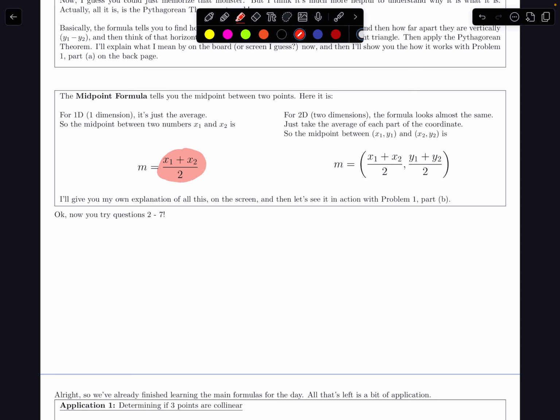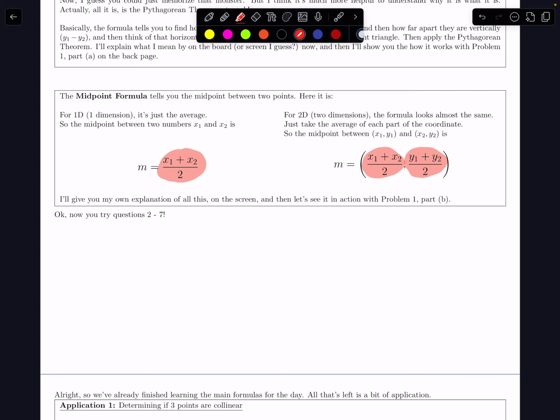Okay, what about for 2 dimensions? Well, it's actually very similar. You're taking the average of the x coordinate and the average of the y coordinate. And that turns out to be the midpoint. Now, why is that? I'm going to give you a quick explanation, this time not as long as the first video, and then we'll jump straight into some questions.